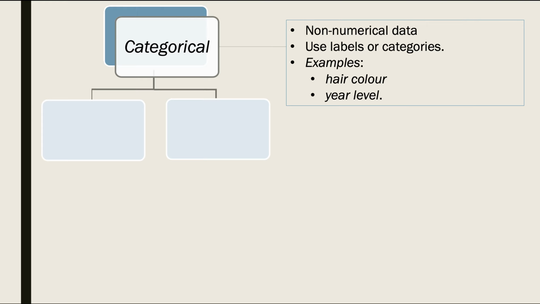So first, talking about categorical. Categorical data is non-numerical data, which means that it can use labels or categories. So for example, hair color or eye color or year level or types of pets, of movies that people like, or flavors of ice cream. Those are labels or categories that can be considered categorical data.